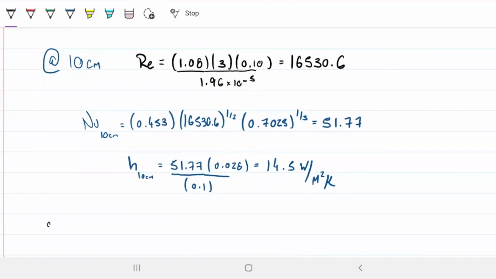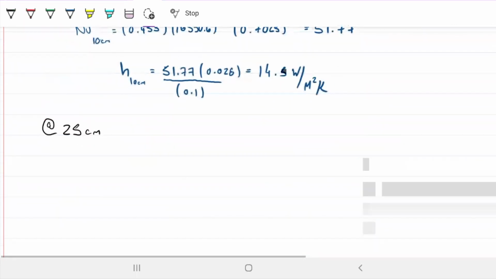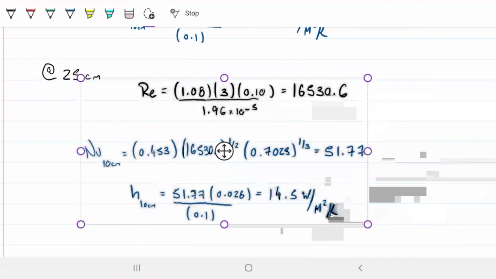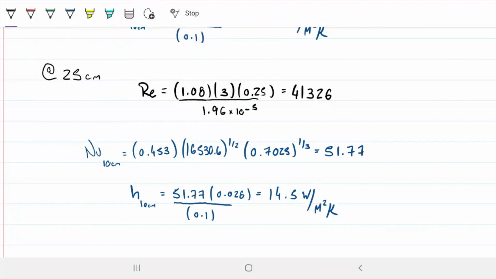And the last one, 25, which is right on the edge of the plate. What changes? This changes to 25 over here. So this whole number will change, 41,326. This number therefore changes. 25 centimeters. So this is 41,326. My Nusselt is now 81.92. And then H is 9.18.